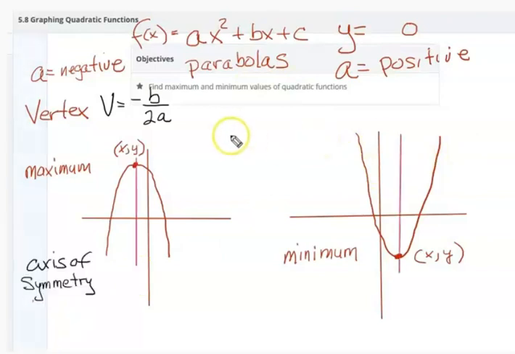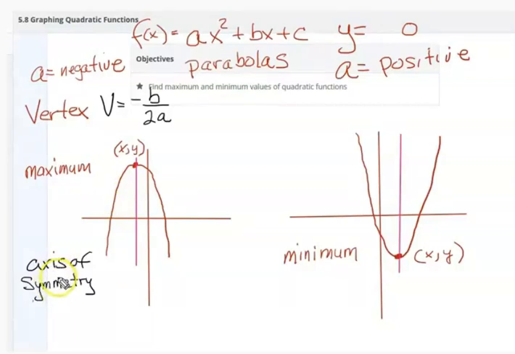All right, adding some more vocabulary. Going to write the word axis of symmetry. Now, when we sketch parabolas, you may or may not have noticed that one side of it is sort of the mirror image of the other side of it. And if you fold it along the vertical line of that axis of symmetry, one side is the same as the other. Now, what is the axis of symmetry?